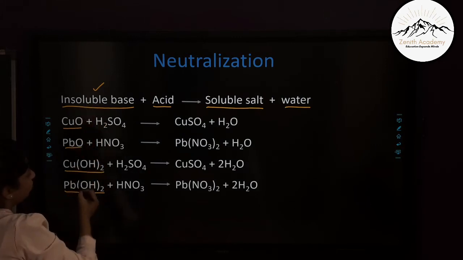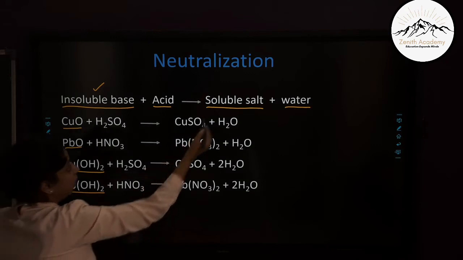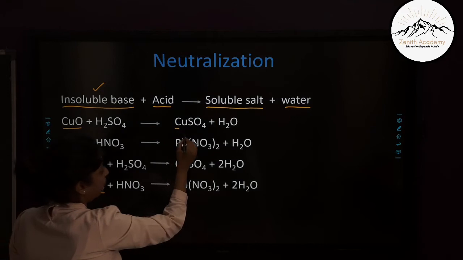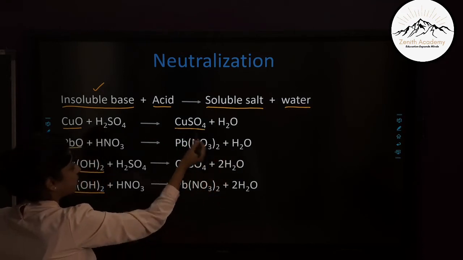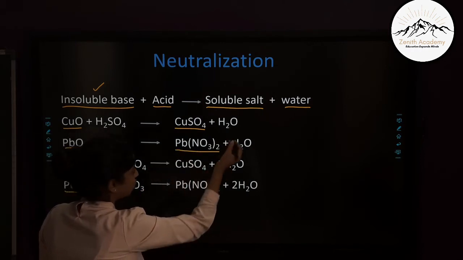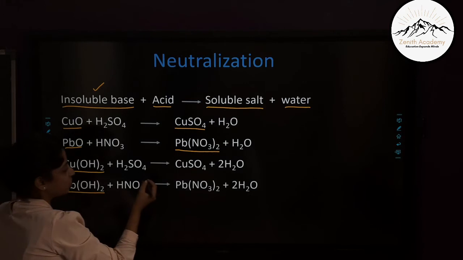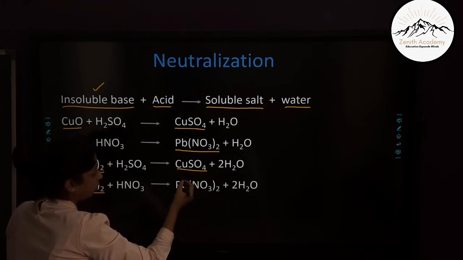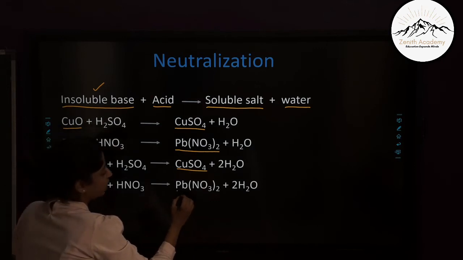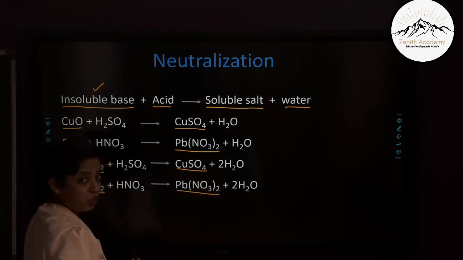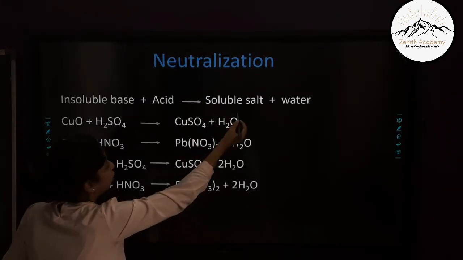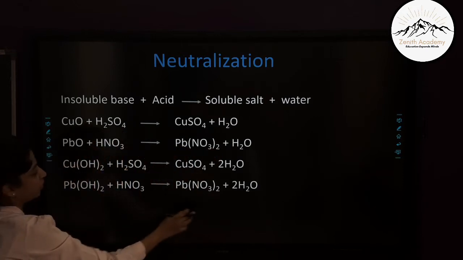So when these insoluble bases react with different acids, we get soluble salt. So copper oxide plus sulfuric acid is forming copper sulfate and water. Copper sulfate is soluble. Lead oxide and nitric acid forms lead nitrate, which is soluble. Copper hydroxide and sulfuric acid forms copper sulfate and water. Copper sulfate is soluble. Lead hydroxide and nitric acid forms lead nitrate, where lead nitrate is soluble. So this is how you can form soluble salt with the help of neutralization reaction.